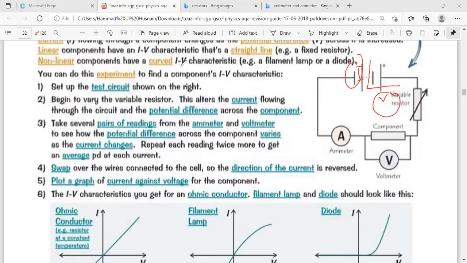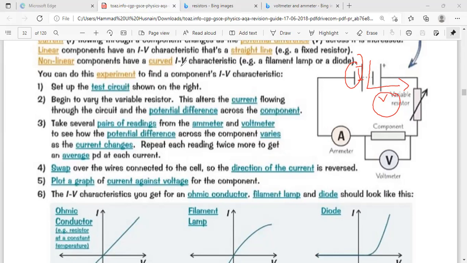As I have told you earlier, voltage is the source of flowing current. The current flows due to voltage, which means voltage is an independent parameter. That is why we keep it on the x-axis, and current flows due to the voltage or potential difference, so we put it on the y-axis, right?